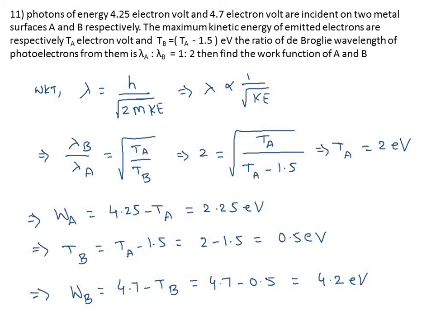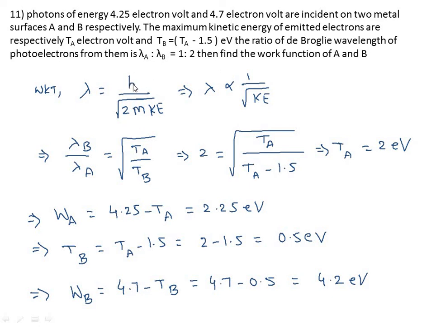The ratio of de Broglie wavelength of photoelectrons from them is lambda A is to lambda B equal to 1 is to 2. Then find the work function of A and B. So in this question, instead of direct values, TA and TB, the maximum kinetic energies, are given, and we have the relation TA minus TB equal to 1.5. The difference of the energies has been given. So using them we have to solve.